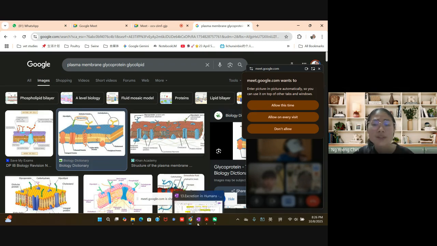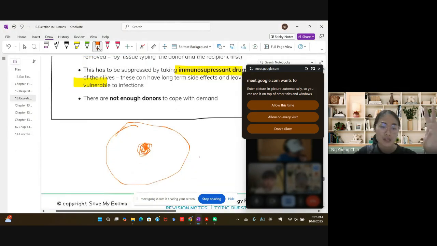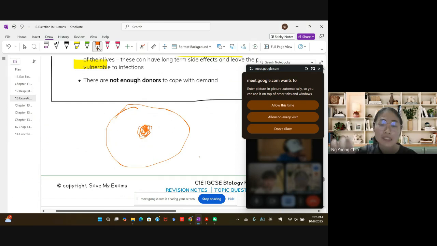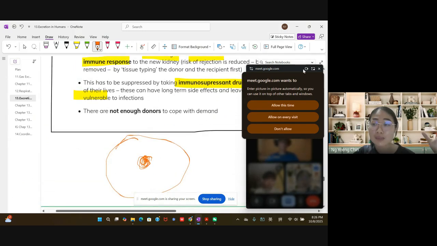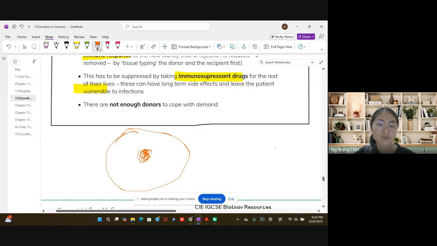So that's why rejection happens after the kidney is transplanted into the new patient's body. The patient's immune system will recognize that this kidney is not from their own body. So they will try to reject this kidney because they think it is a foreign object to them. That's why they need to take the immunosuppressant drug.